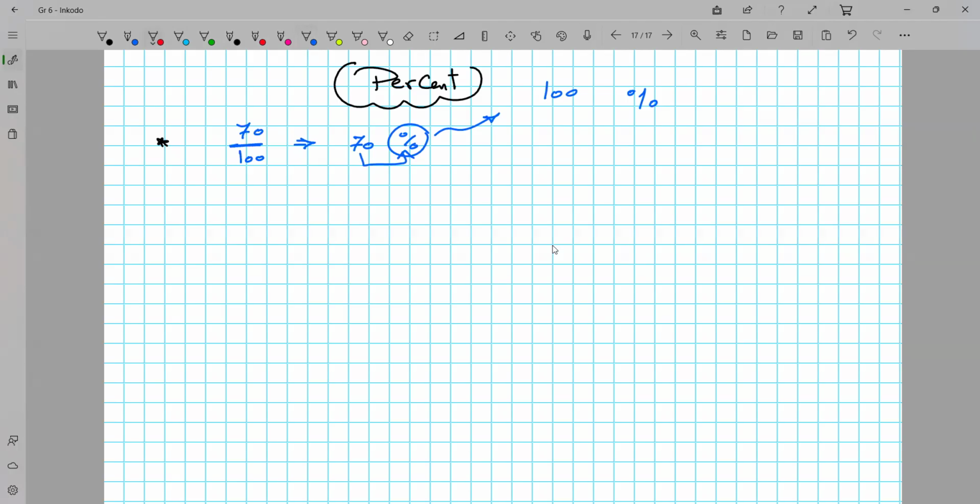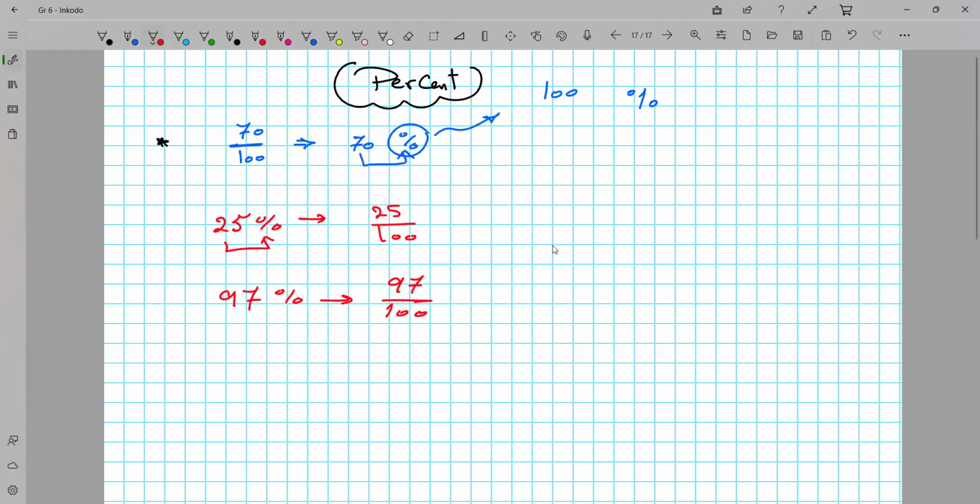So if I have 25%, that means I have 25 that has a denominator of 100. If I have 97%, that means that I have 97 divided by 100, like that.